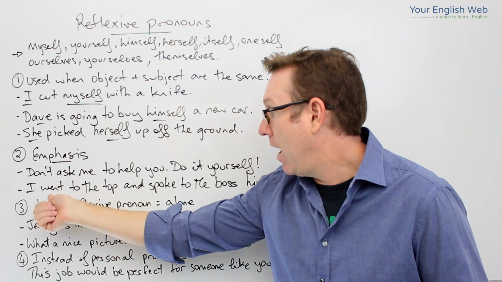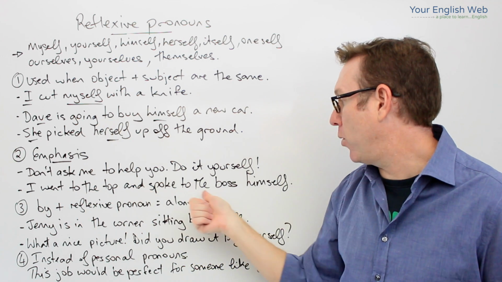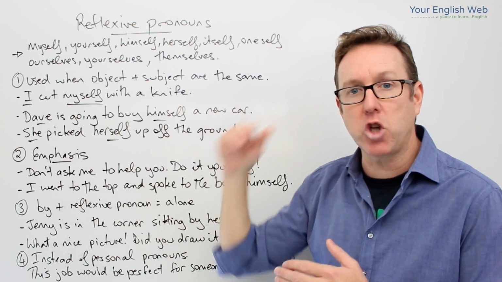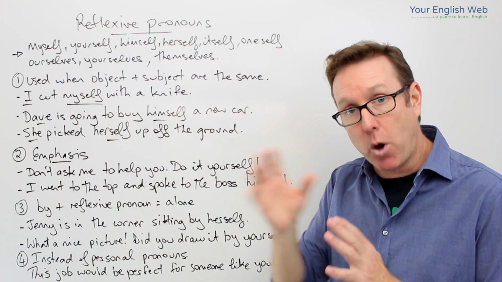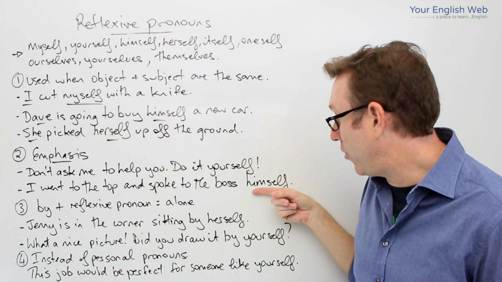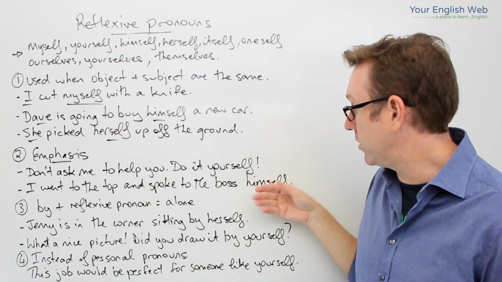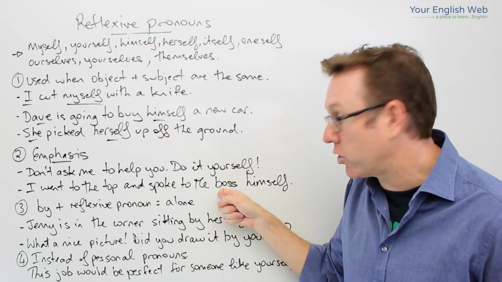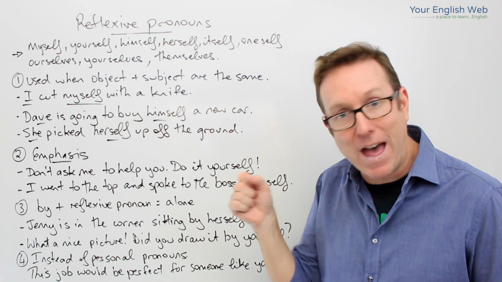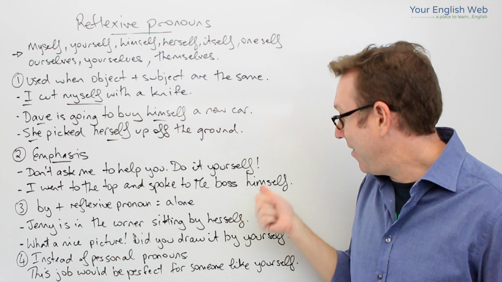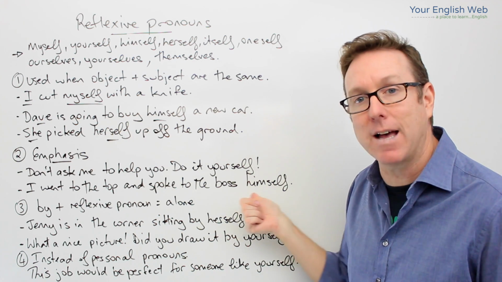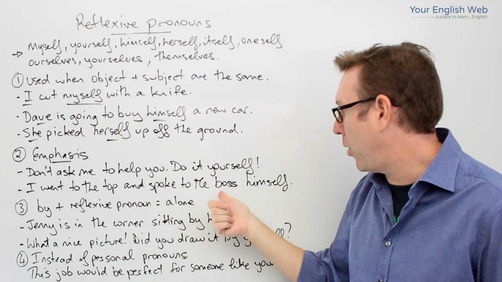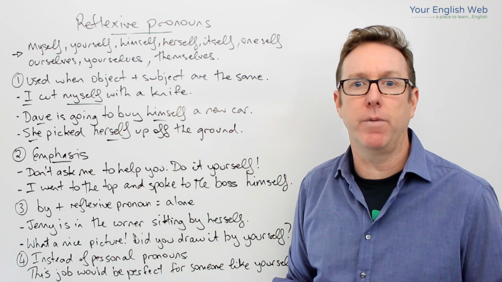Another example, I went to the top and spoke to the boss himself. Okay, I went to the top of the company and spoke to the boss himself. Now I don't need to put himself here. I could just say and spoke to the boss, but I'm emphasizing that I spoke to this person, the boss. That is where the emphasis comes in, okay? So I went to the top of the company and I spoke to the boss himself.